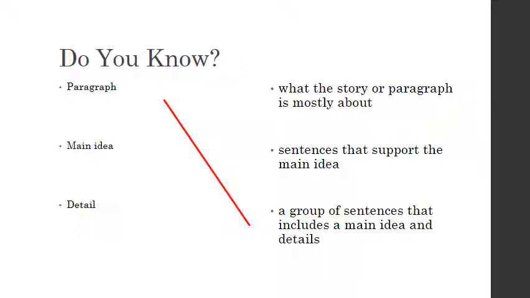We continue now. We have to match the main idea to its explanation and the detail to its explanation. What the story or paragraph is mostly about, and sentences that support the main idea. When I say main idea, I mean the main thing in a paragraph. So it's the general and main idea that I'm talking about. So when we say main idea, we mean what the story or paragraph is mostly about. And when we say a detail, we mean the sentences that support the main idea. Okay, let's move on.